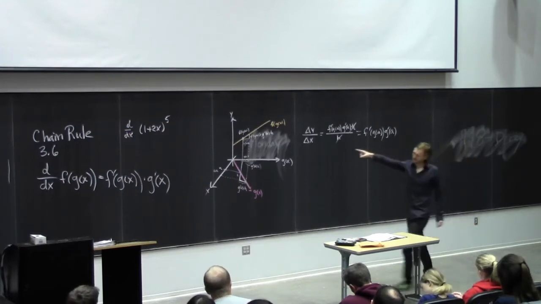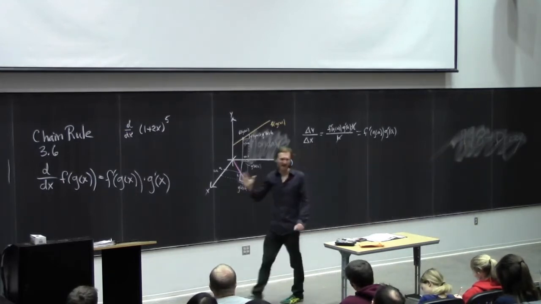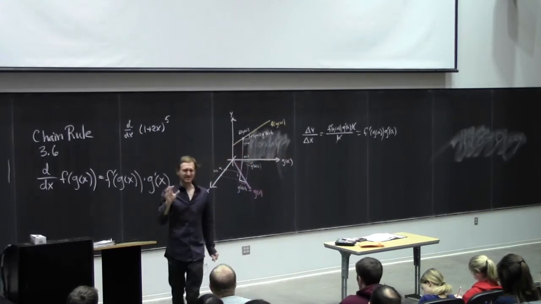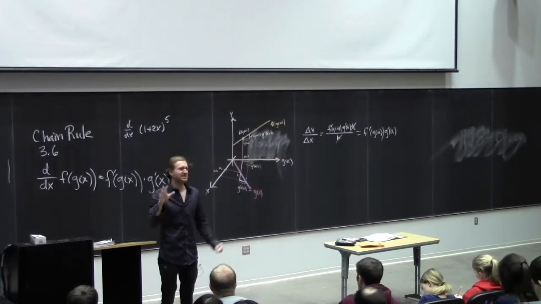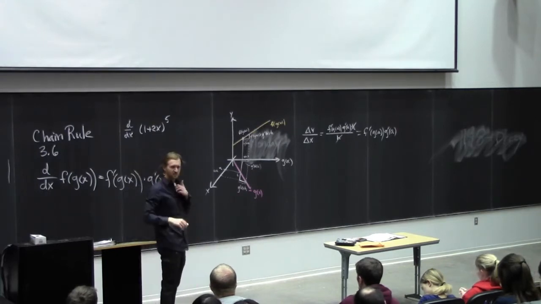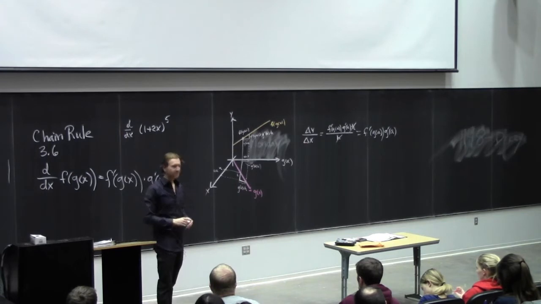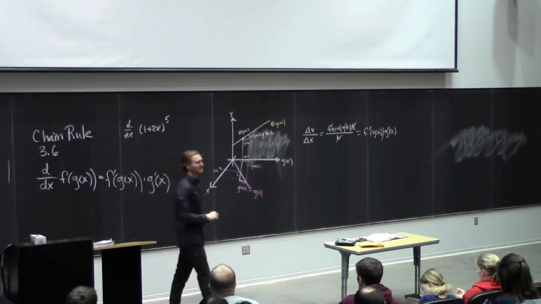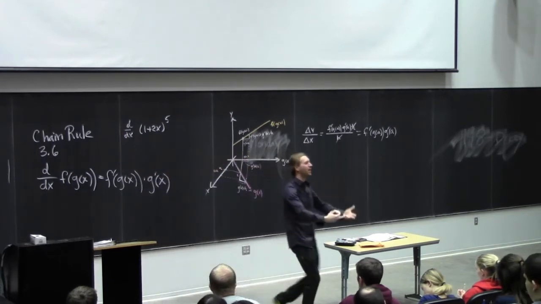I could multiply 1 plus 2x by itself 5 times. But is that pleasant to do? No, that's no fun. In fact, you'd probably want to use the binomial theorem. Do you guys remember that? Pascal's triangle and everything, right? We don't want to do that. So the chain rule gives us a way out.